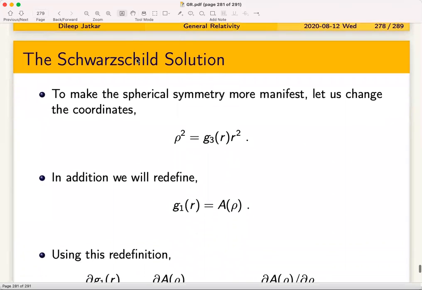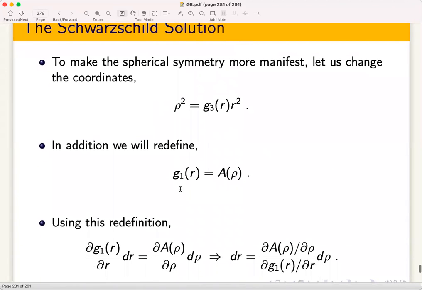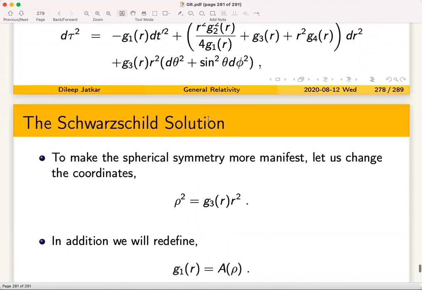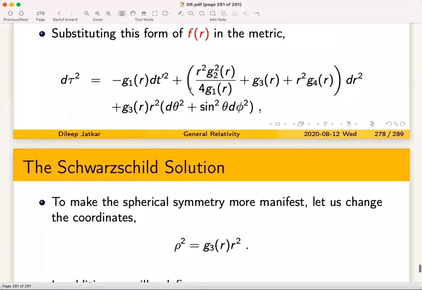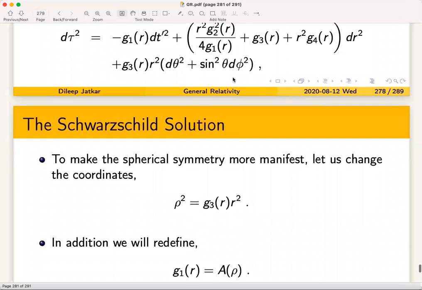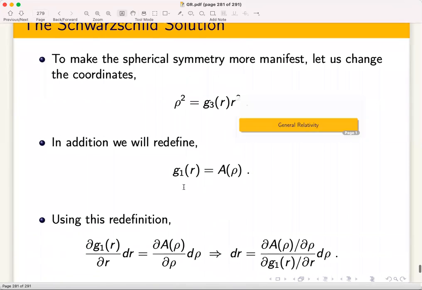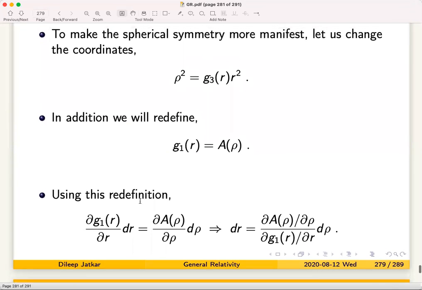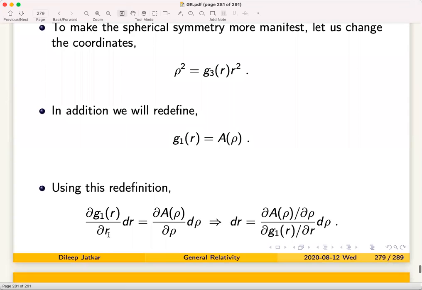So we will just redefine them: g1 of r is equal to a of rho, and similarly this complicated object is equal to b of rho, and so on. If you do this, it will tell you how to relate a of rho to g1, by looking at this redefinition: del g1 by del r times dr is equal to del a by del rho times d rho.